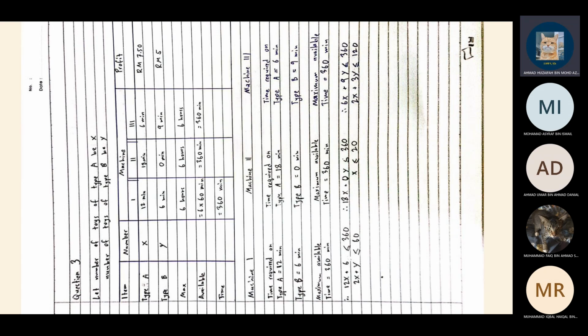Machine 3, time required on type A is 6 minutes, type B is 9 minutes, maximum available time is 360 minutes, and the calculation is 6x plus 9y less than or equal to 360, and 2x plus 3y less than or equal to 120. Next.